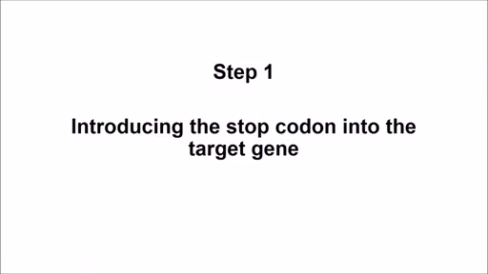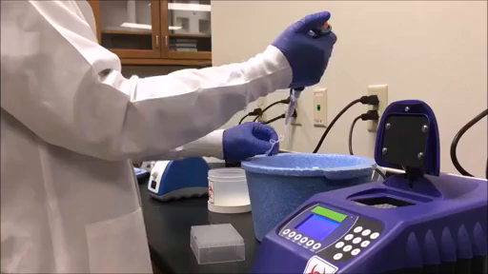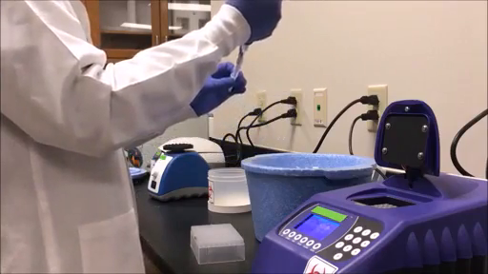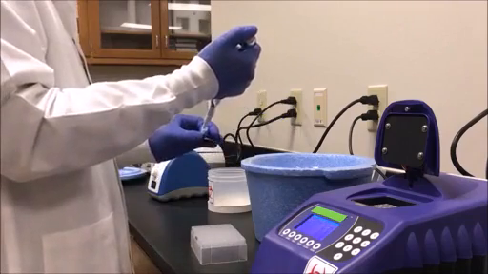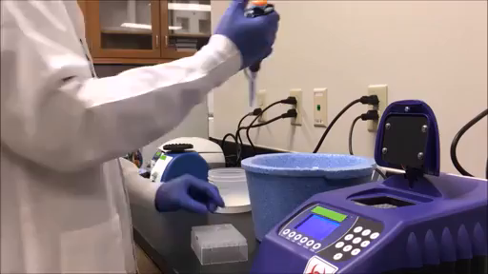Firstly, the amber stop codon needs to be introduced into the corresponding position in the target gene by site-directed mutagenesis. Amplify the template plasmid containing the gene of the wild-type protein and insert the stop codon mutation from the primers by the PCR reaction.